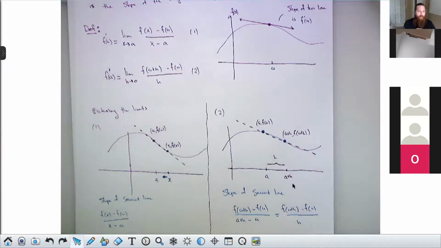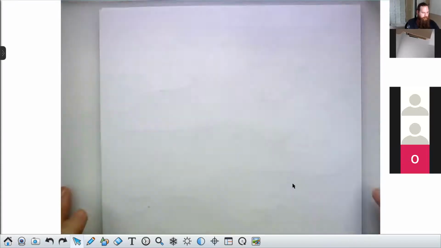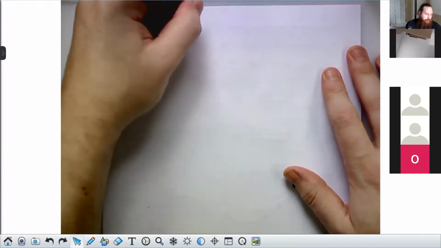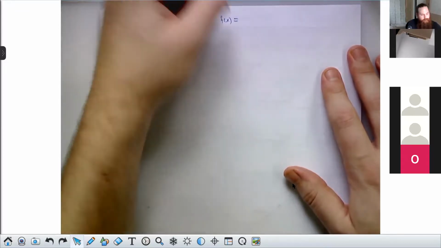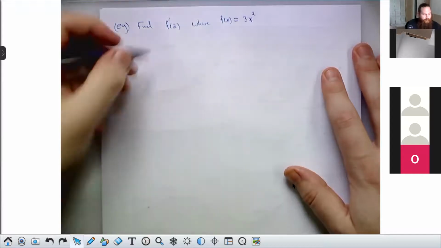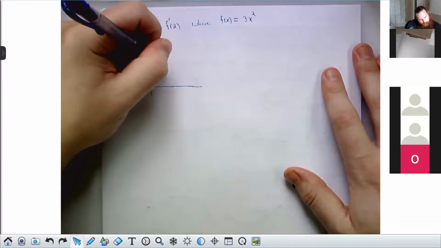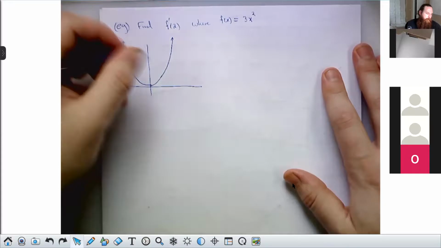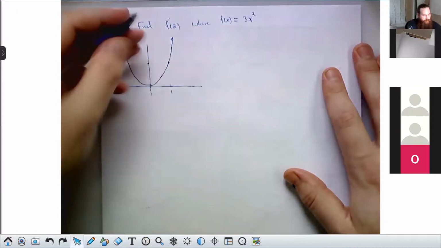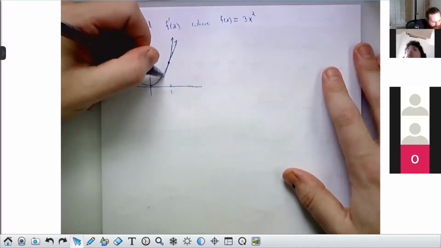So let's do a little bit of calculation and then let's try a little bit of interpretation, maybe a calculation first. Let's find f prime of 2, where f of x is equal to 3x squared. Now, real quick, I can draw the graph of 3x squared. I know it looks a lot like the graph of x squared, it's just scaled up. And if this is x equals 2 right here, then the y value here is 3 times 2 squared, which is 12. And f prime of 2 is the slope of this tangent line.